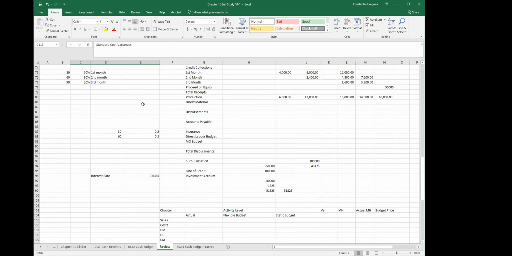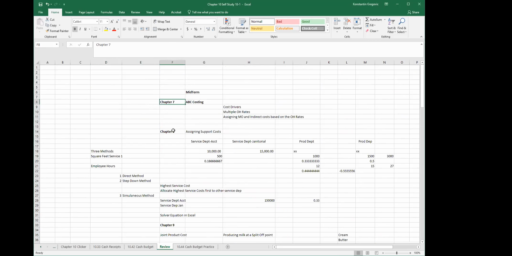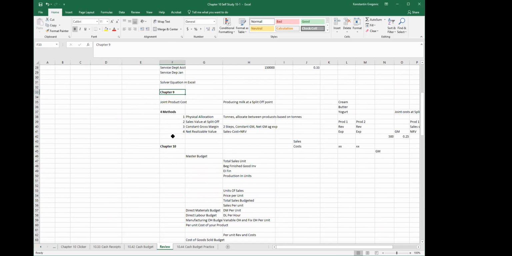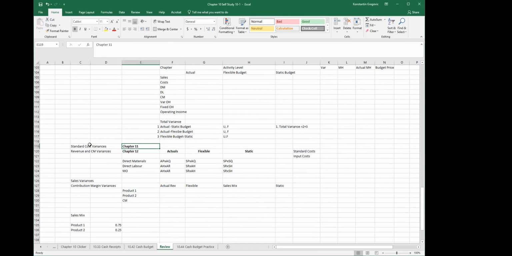So for now, the midterm will cover chapter 7, chapter 8, chapter 9, chapter 10, chapter 11, standard cost variances, and chapter 12 depending how far we get, but I don't think we're going to have to take chapter 12 for the final exam. I don't think we have enough time. It's too much, too many numbers.